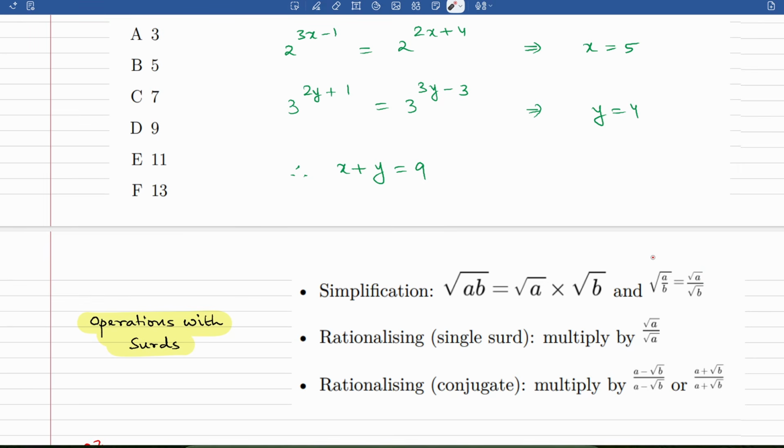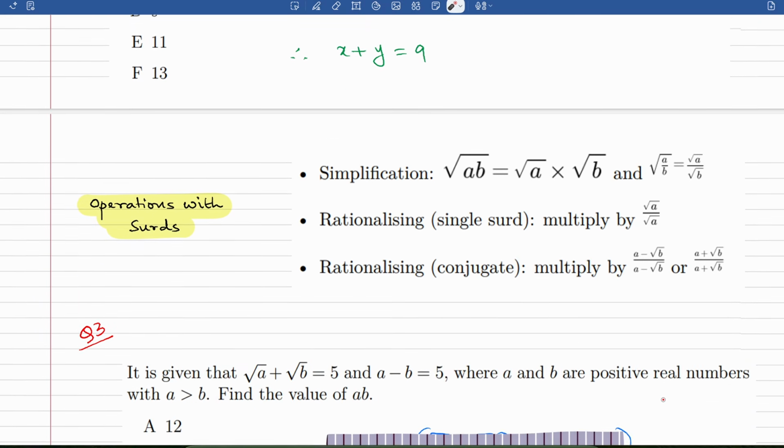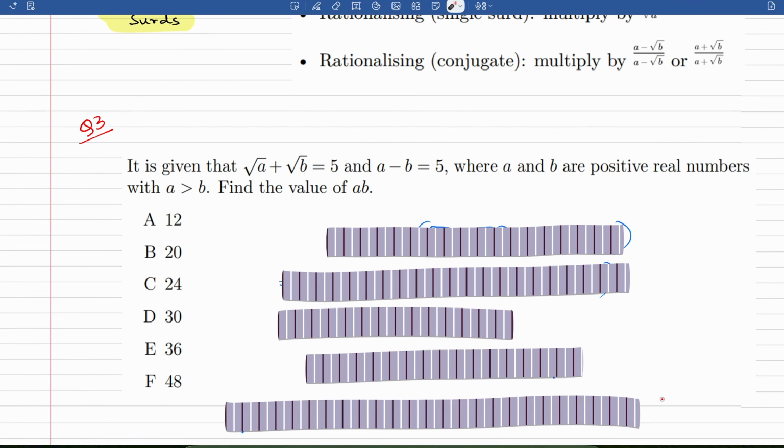If you are rationalizing a surd, multiply both the numerator and denominator by the irrational part, and it should get rid of the irrational portion in the denominator. If you are rationalizing a conjugate surd, make sure to multiply it by its conjugate. With respect to rationalization, try solving this question.